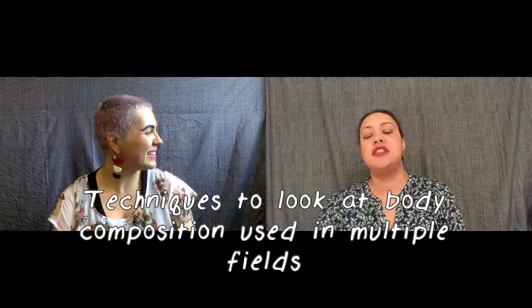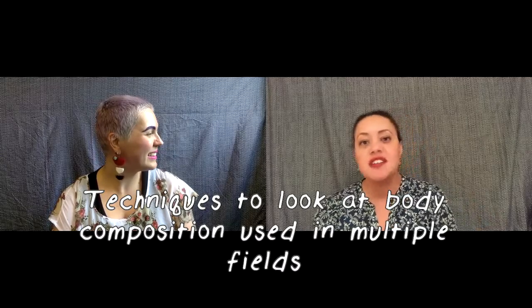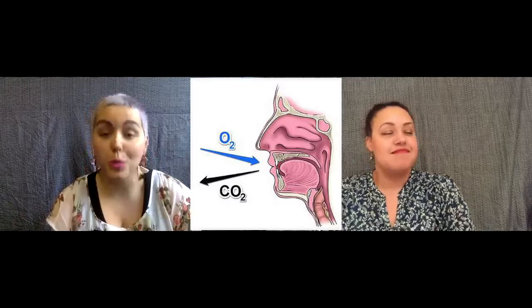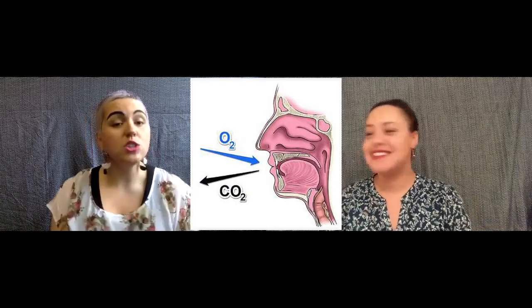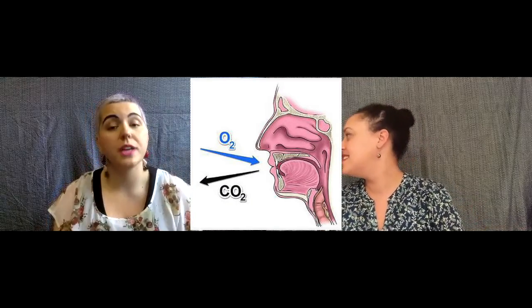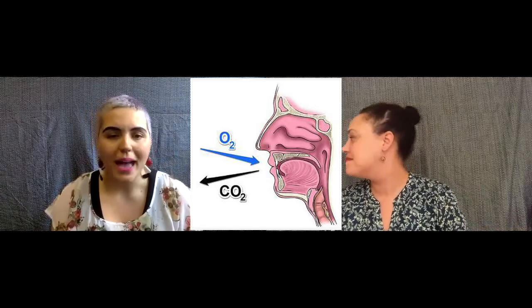These techniques for looking at body composition aren't just used by medical professionals, but also by researchers in biological anthropology, physiology, and sports science. Let's start with something we're all doing right now: breathing. Breathing brings oxygen into our bodies and allows us to get rid of carbon dioxide when we exhale. Our breathing patterns change depending on what we're doing. Right now, both of us have pretty slow and steady breathing patterns. But when I go for a jog, my breathing patterns will change because of the physical work I'm doing. More oxygen comes in and more carbon dioxide goes out.